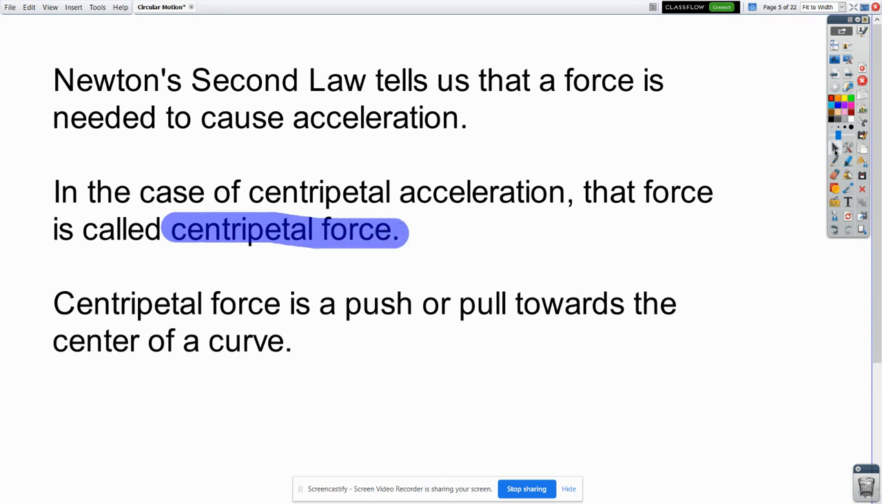Centripetal force is a push or a pull towards the center of a curve. It always acts towards the center of the curved or circular path. This centripetal force is what causes the object to turn, what causes the object to go in a circle or undergo centripetal acceleration.